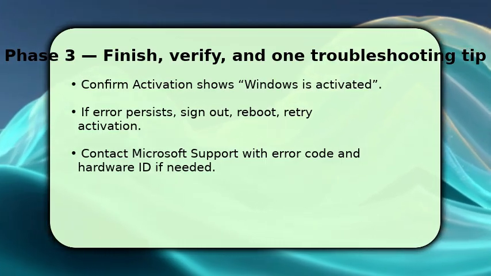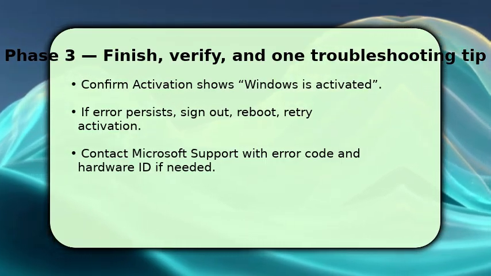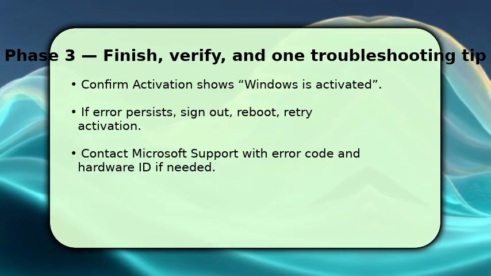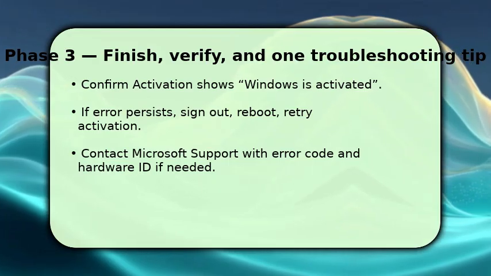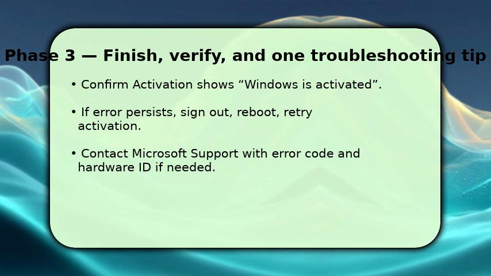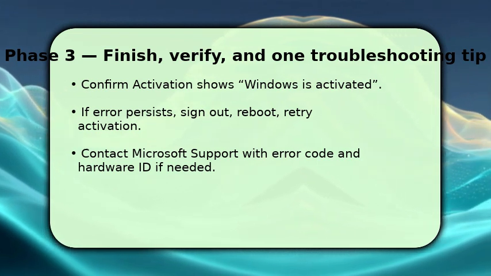If you hit an error code, write it down and use the activation troubleshooter again, which can link a digital license to your account. As a key troubleshooting tip, record the exact error code and hardware ID, then contact Microsoft support for assisted relinking.